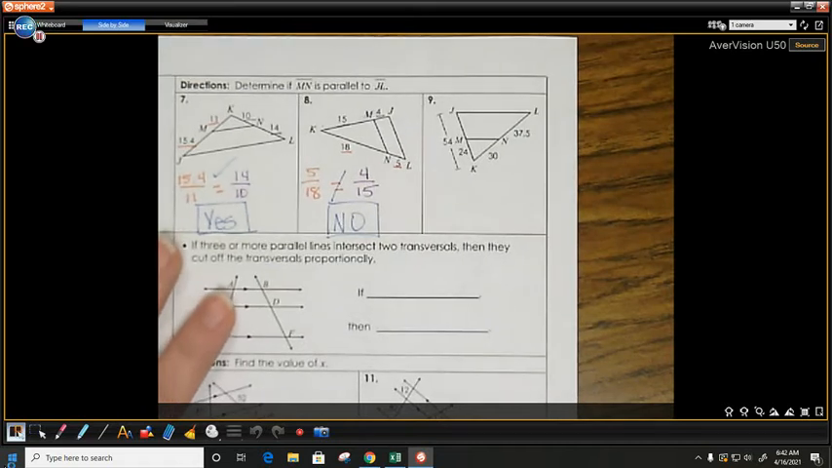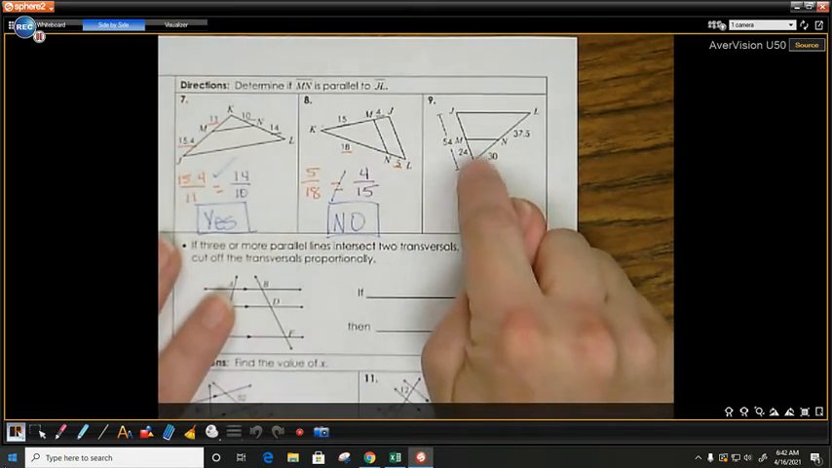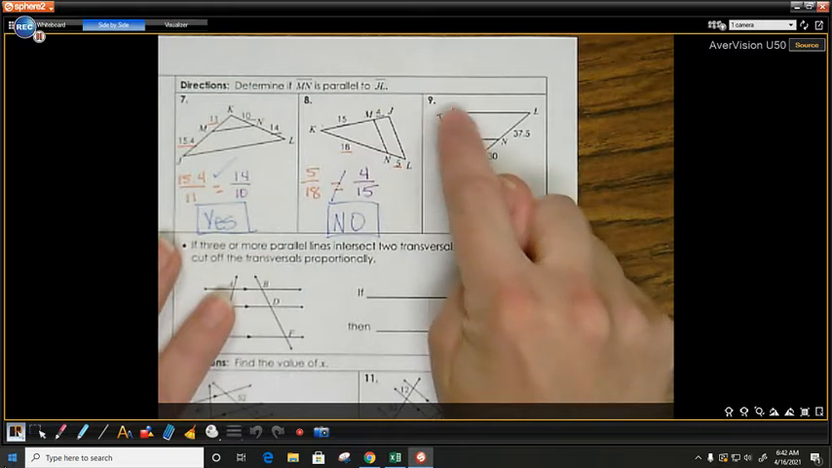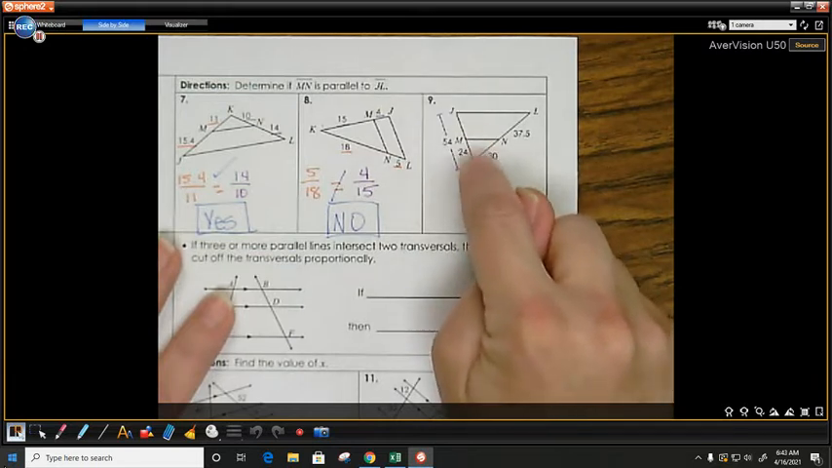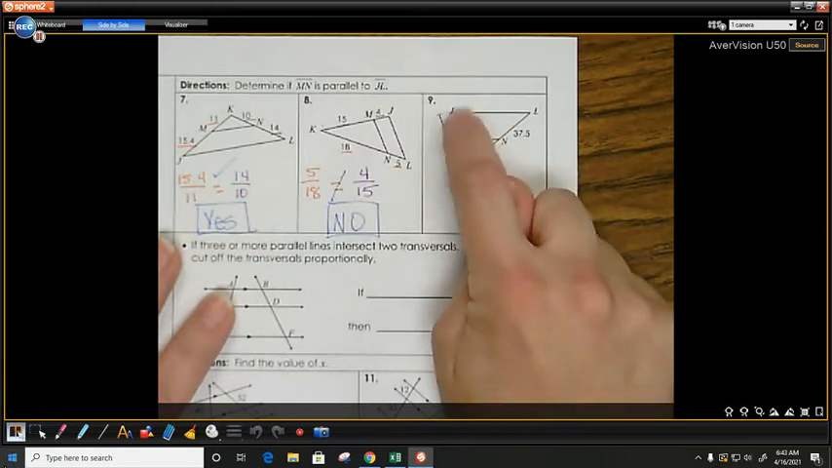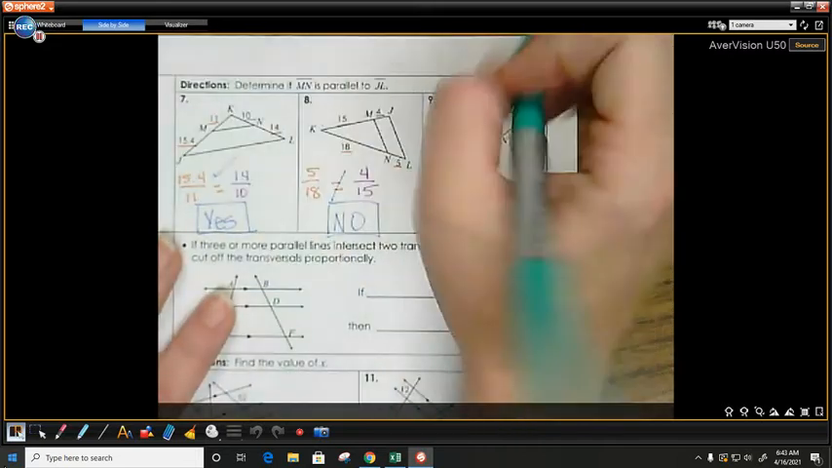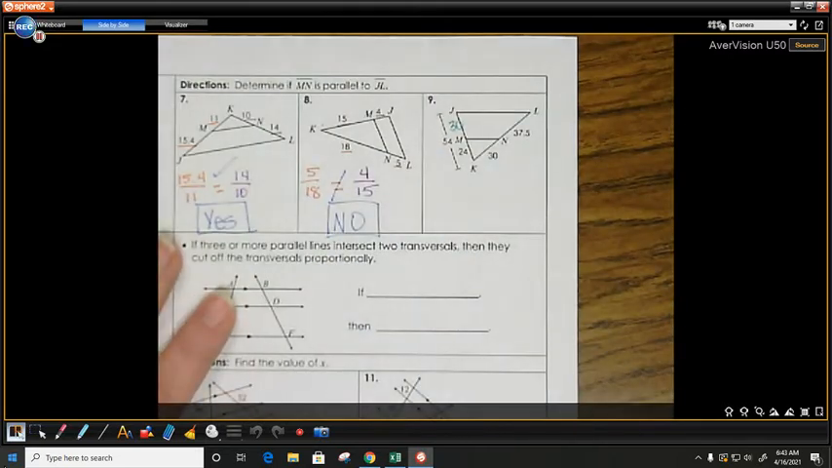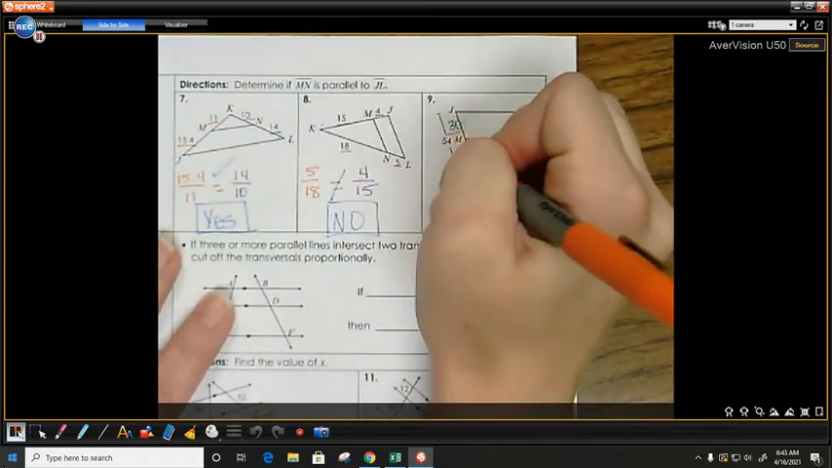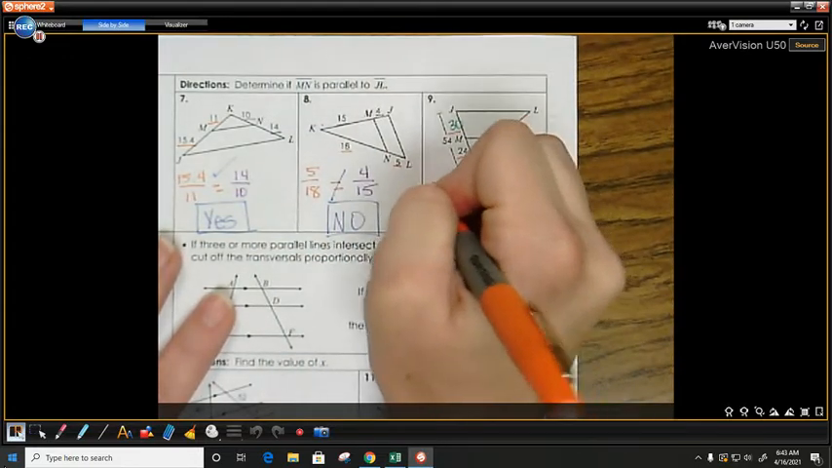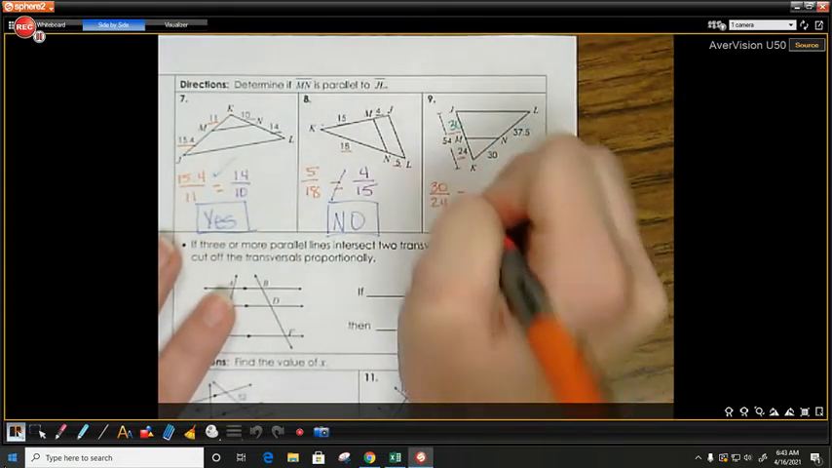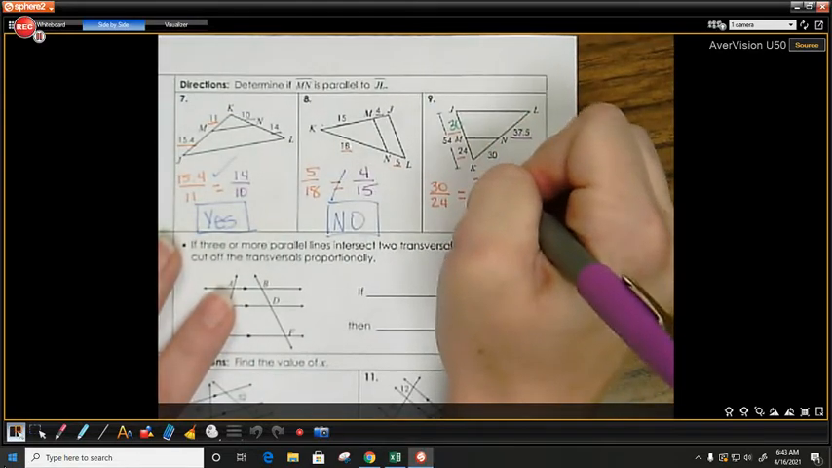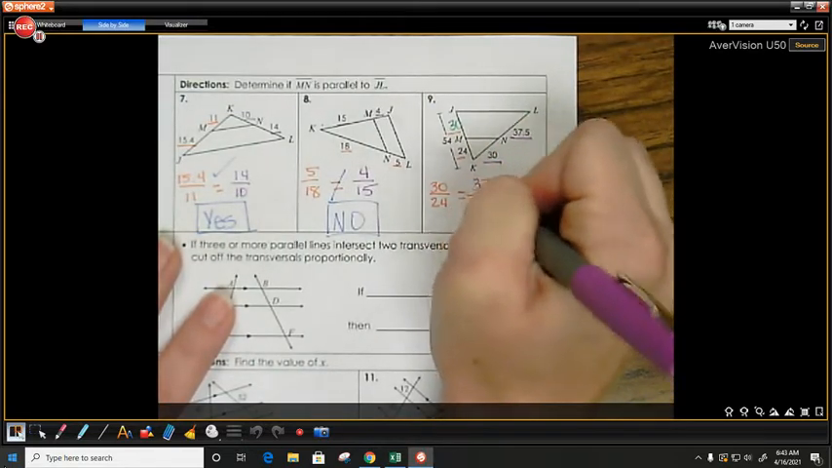Okay, so we need to figure out what this segment JM is because it's not labeled. We have the total is 54 and MK is 24. So we know then that JM is 30. Okay. So I'm going to do 30 over 24. Is that equal to 37.5 over 30?